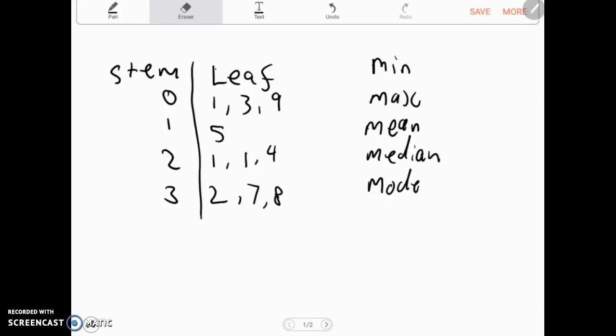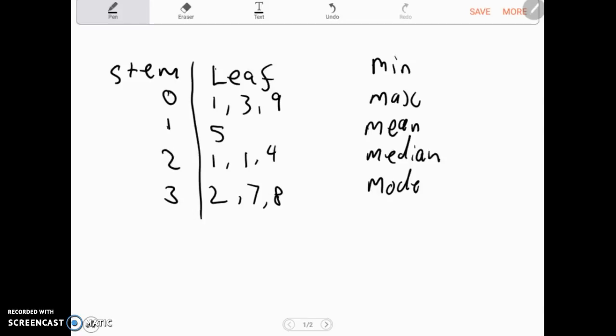So to read a stem and leaf plot, the stem generally will represent the tens column, and the leaf will represent the ones column, unless specifically noted otherwise. But for now, we're just going to be sticking with tens and ones. So what we've got here, we've actually got zeros, tens, 20s, and 30s. So 0, 1, 0, 3, 0, 9. This one is 15, 21, 21, 24, 32, 37, 38.